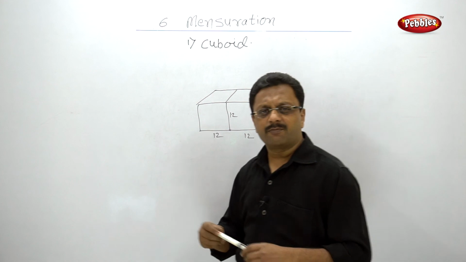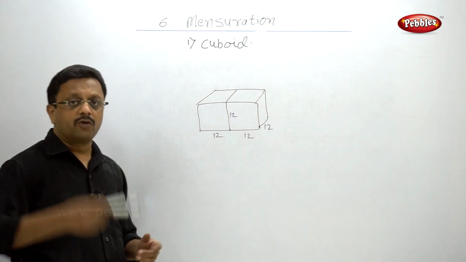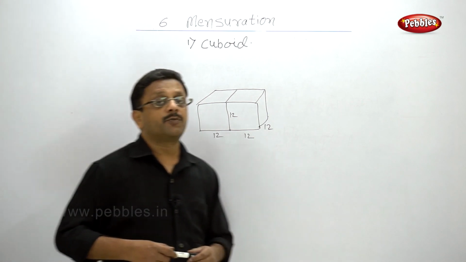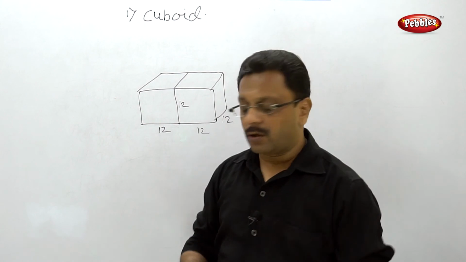By this solved example, as you see, the solved examples are very easy. Let us now move to exercise 6.4, which is based on cuboid and cube. Let us solve 6.4.